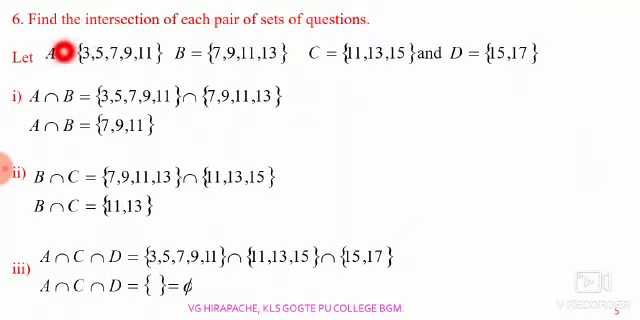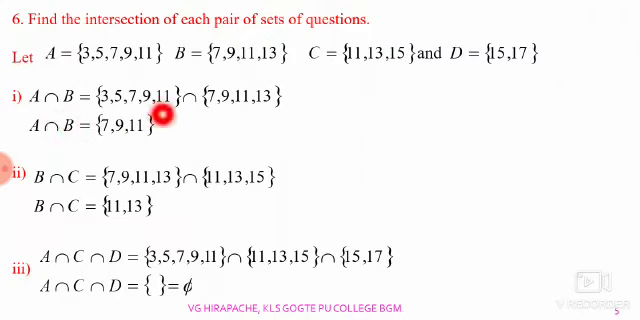Moving to the next question. Sixth question from the same exercise. Find the intersection of each pair of the sets given below. Let A be a set containing 3, 5, 7, 9, 11. B is another set 7, 9, 11, 13, and C is equal to 11, 13, 15, and D is equal to 15, 17. We should find A intersection B.